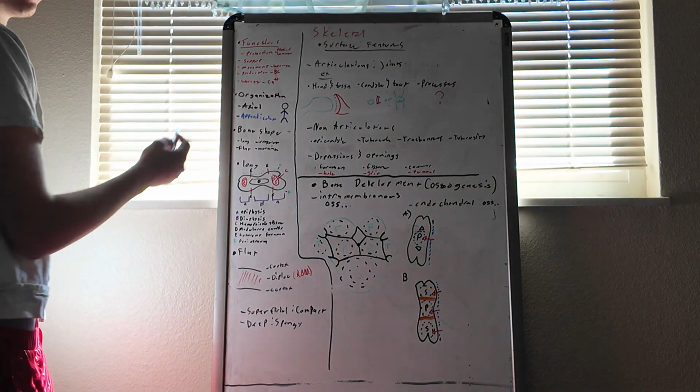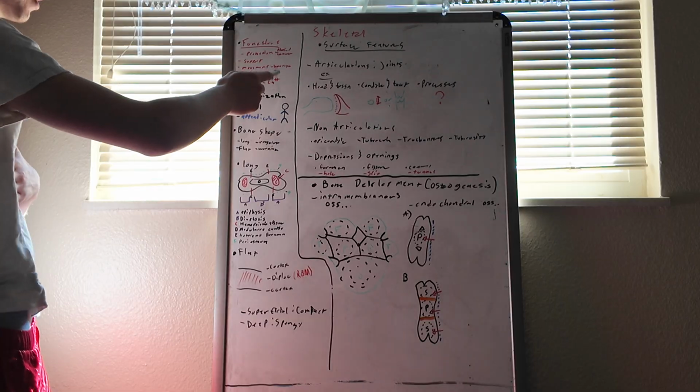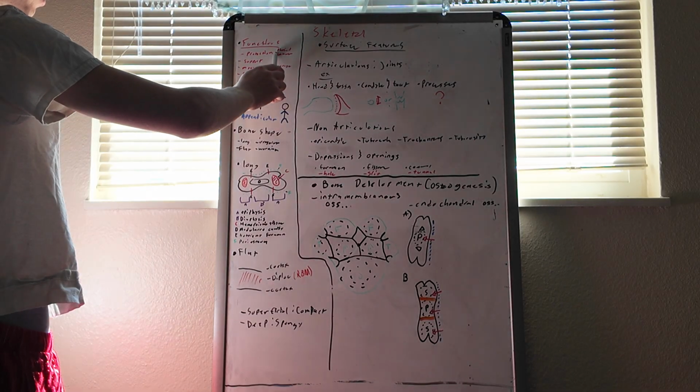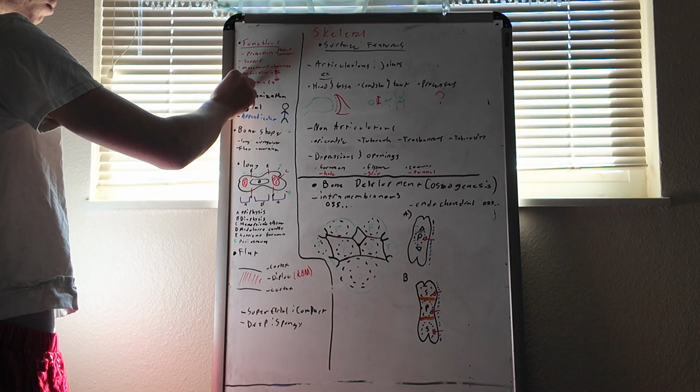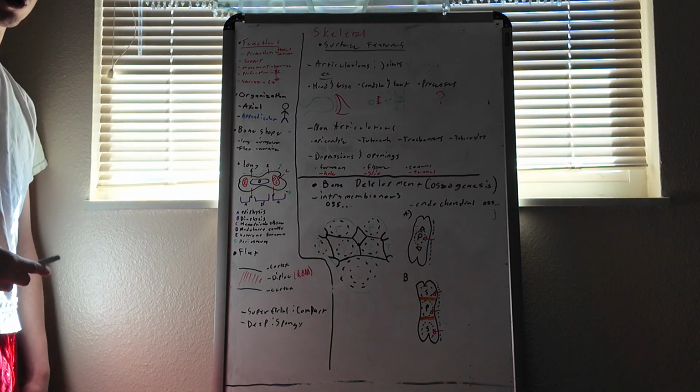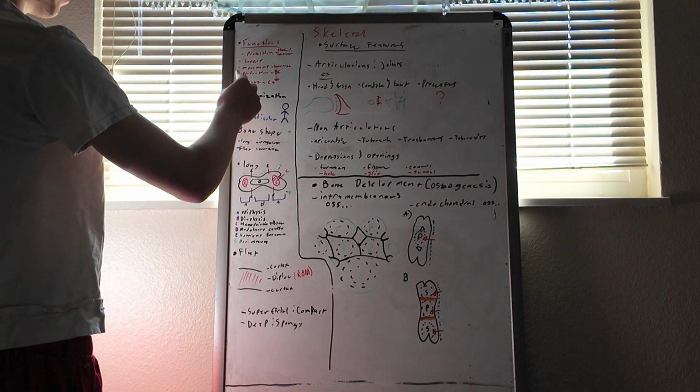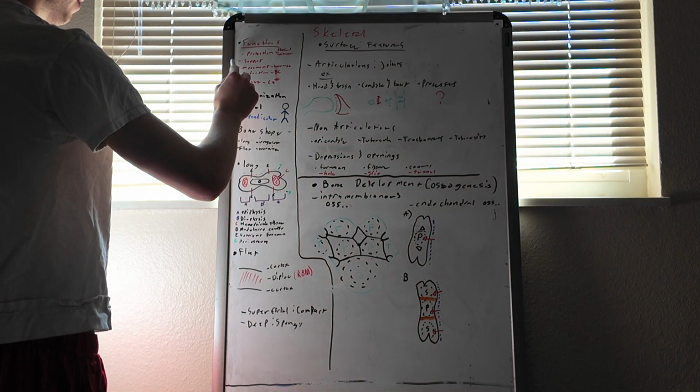There's protection. This includes physical, as in the skeleton is strong against physical damage, or immunal. This is because the skeleton is actually the producer of all blood cells, which includes those white blood cells that help fight infections and things like that.